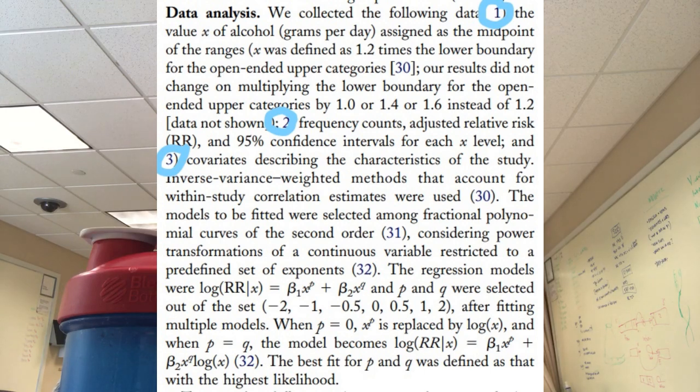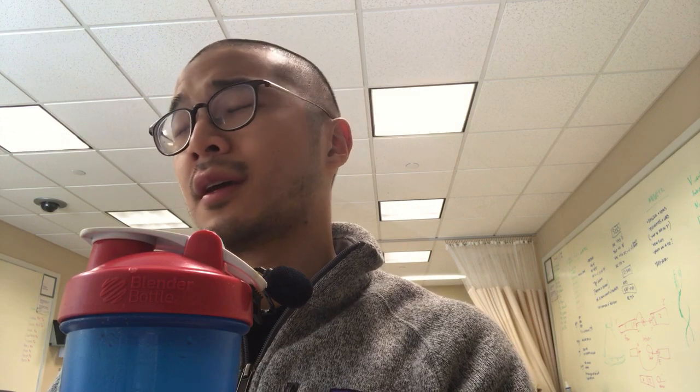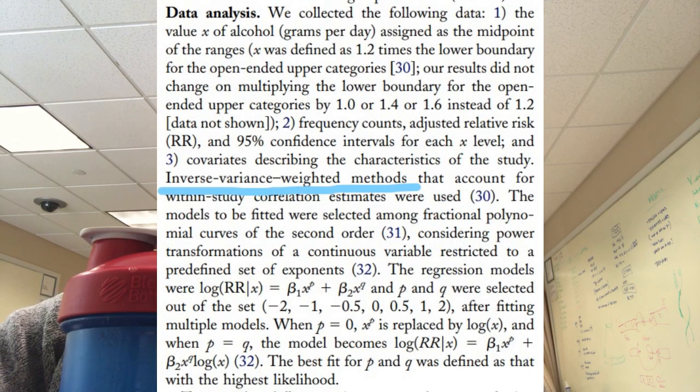Number 3 are just like controls. They gathered the gender of this patient, whether they were completely abstinent or just former drinkers. Factors like that. And then they talk about inverse variance weighted methods. Basically, that's just saying, combining the variation within each of the 8 studies, because overall meta-analysis is trying to combine all this data, right? Just to make a final overall summary statement.